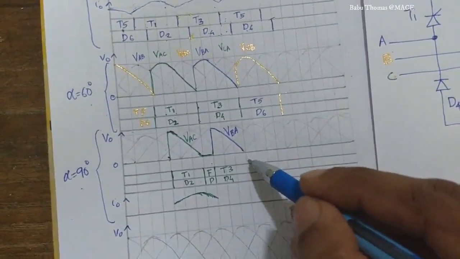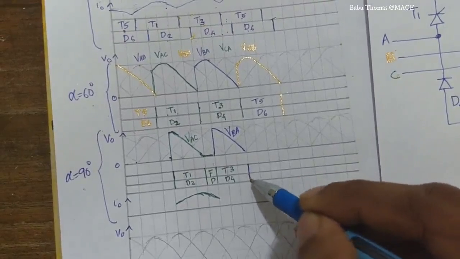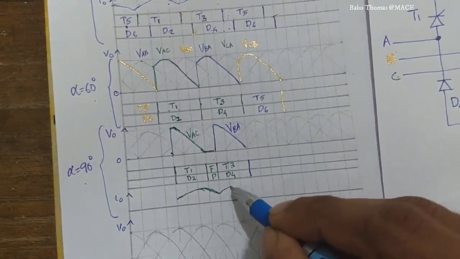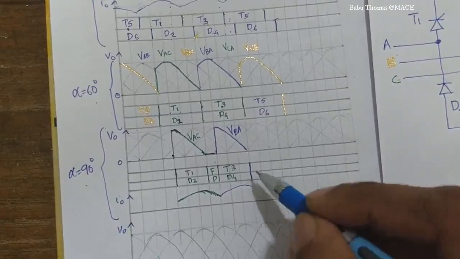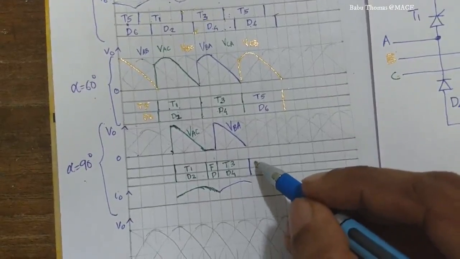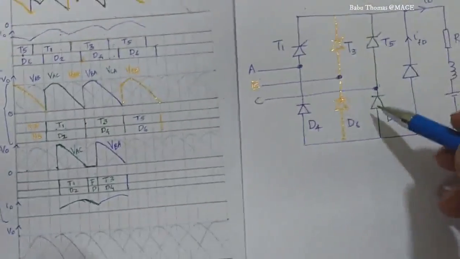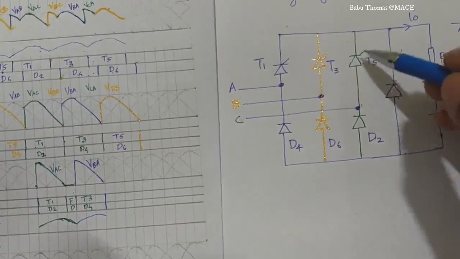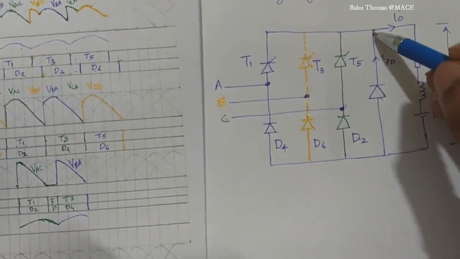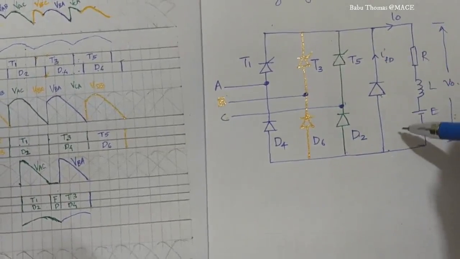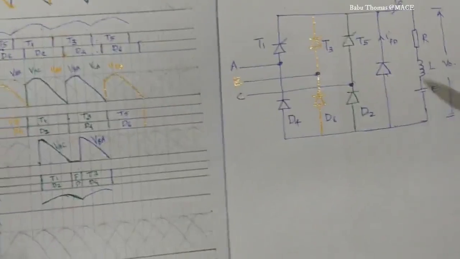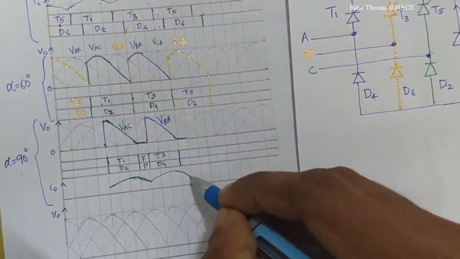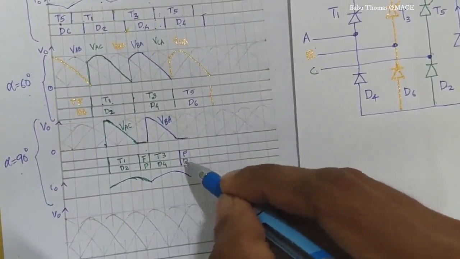After that when VBA starts to reverse, the D4 gets reverse biased, and T3 will still continue because the current has not come below the holding current. The freewheeling diode gets forward biased because of the negative supply over here. So again the current will freewheel through the freewheeling diode, R, L and E. Therefore the output voltage will be 0, the current gradually reduces, and this is for the freewheeling diode.